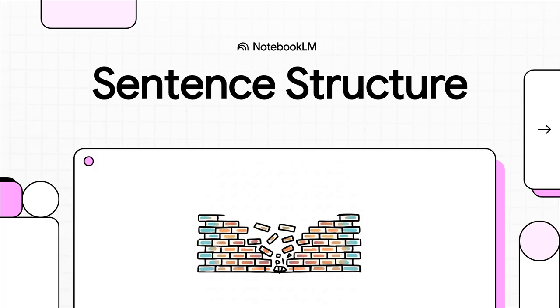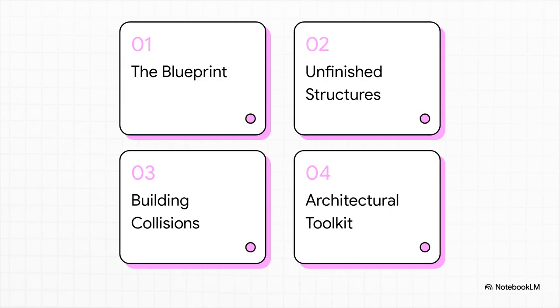So today, we're going to become sentence architects. We're going to dig into the 3 most common structural flaws. We're talking run-ons, comma splices, and fragments, and we're going to learn how to build stronger, clearer, and way more professional writing. So here's our game plan.